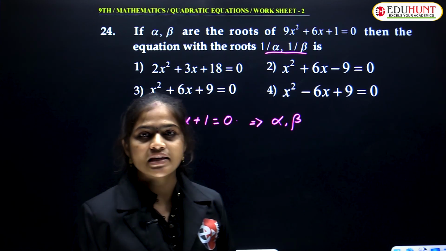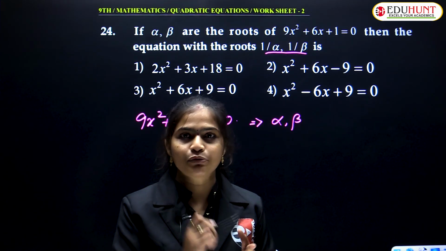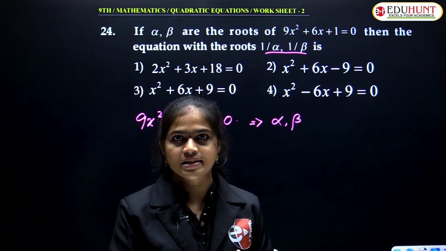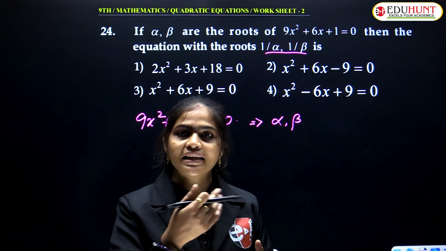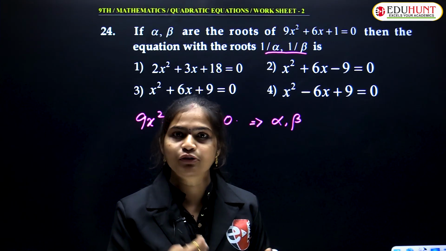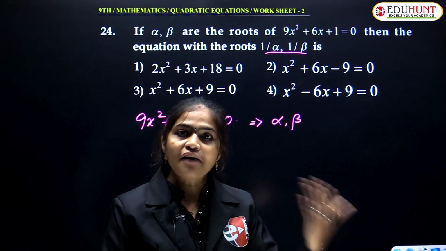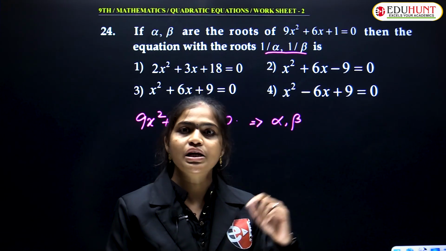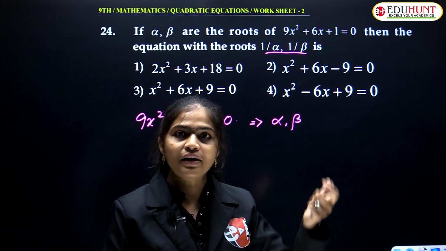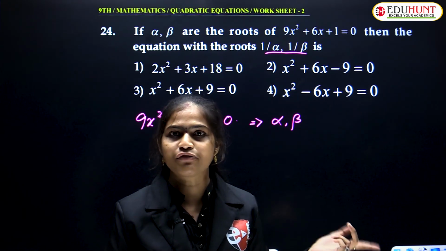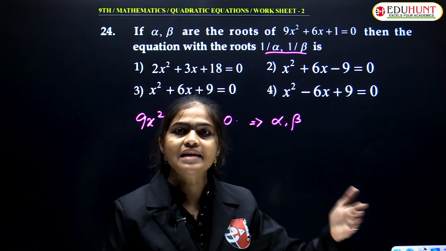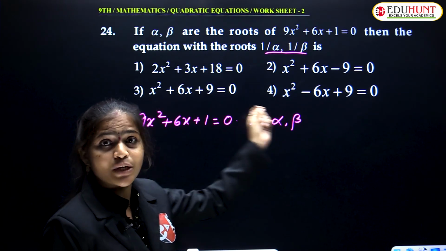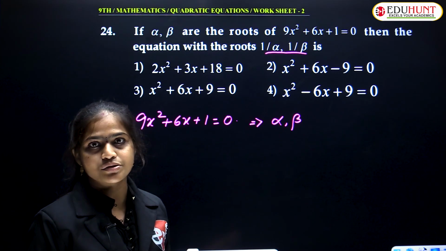So once again I will tell you. Children, here one quadratic equation is given, and alpha and beta are the roots of that quadratic equation. So after finding the values of alpha and beta, there is another, unknown equation, whose two roots are 1 by alpha and 1 by beta. We already know the values of alpha and beta, so their reciprocals are the roots of that another quadratic equation, and that is the required quadratic equation we need to find out.